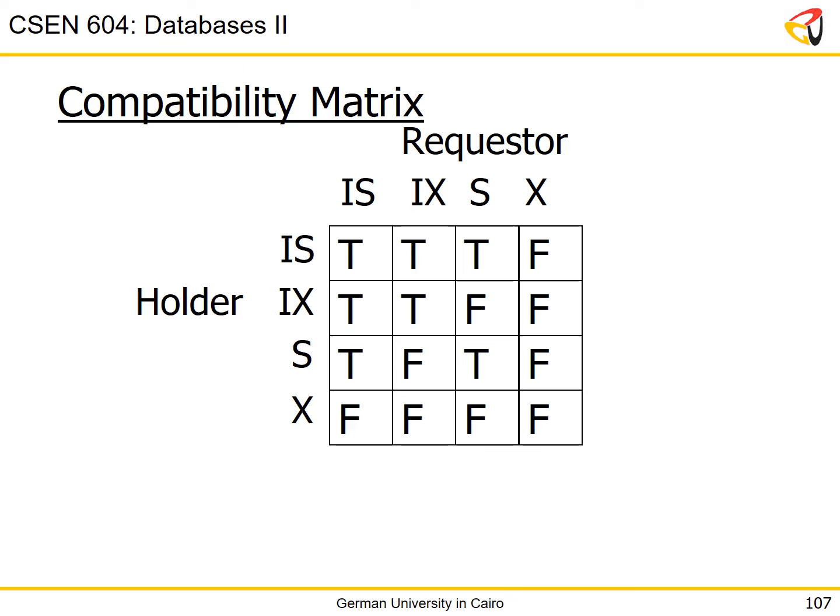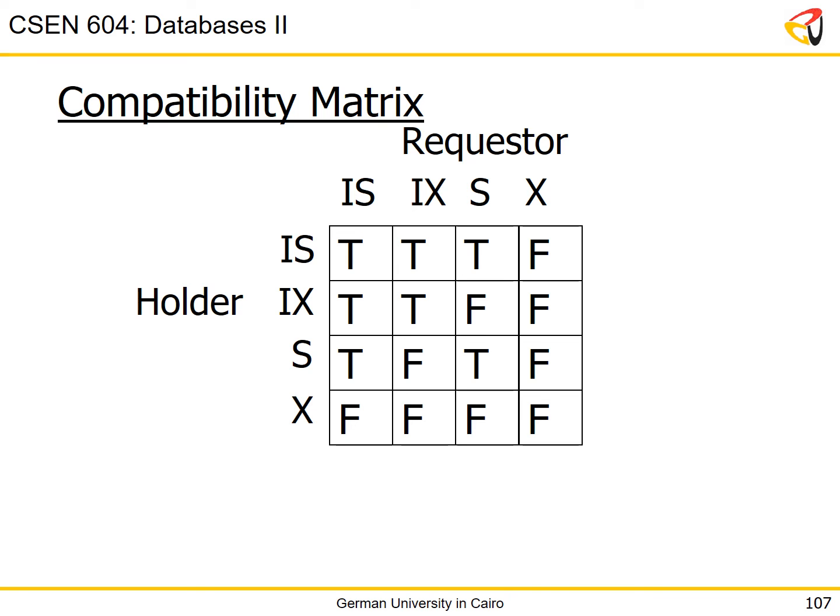However, requesting a shared, which means read the whole thing from the node you're at downward, is not allowed, because if someone already has intention exclusive, it means he's later on going to request an exclusive. It means he's later on going to write. So you cannot allow another transaction to read the whole thing while someone is writing part of it. And obviously exclusive is also not allowed.